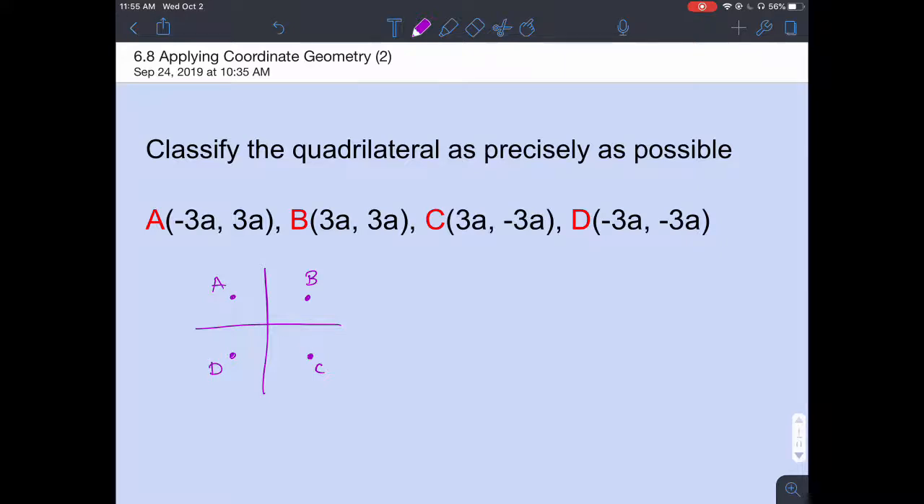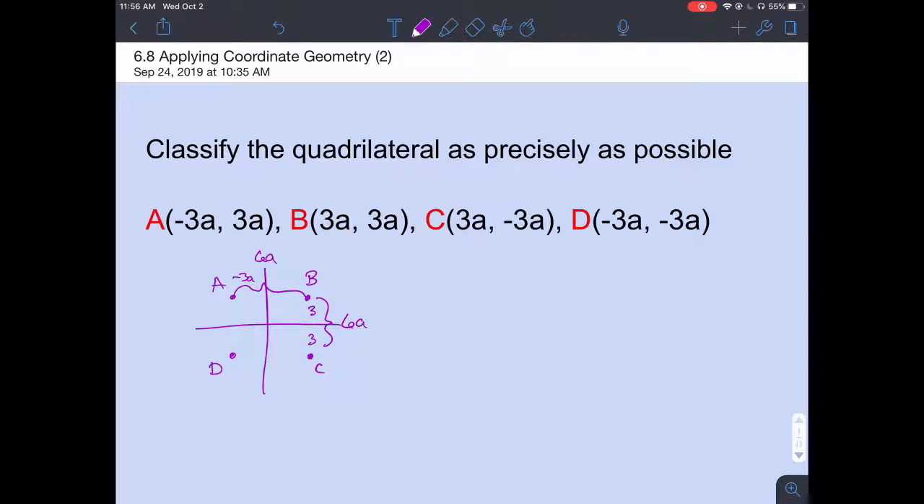So if you notice here, if you're 3 units to the left, we say that's a distance of 3A. This one's 3A, right? So we have a total distance of 6A. So the distance from A to B is 6A. Now from B to C, it's the same thing. 3 units up and 3 units down, so that gives us a total of 6A units.